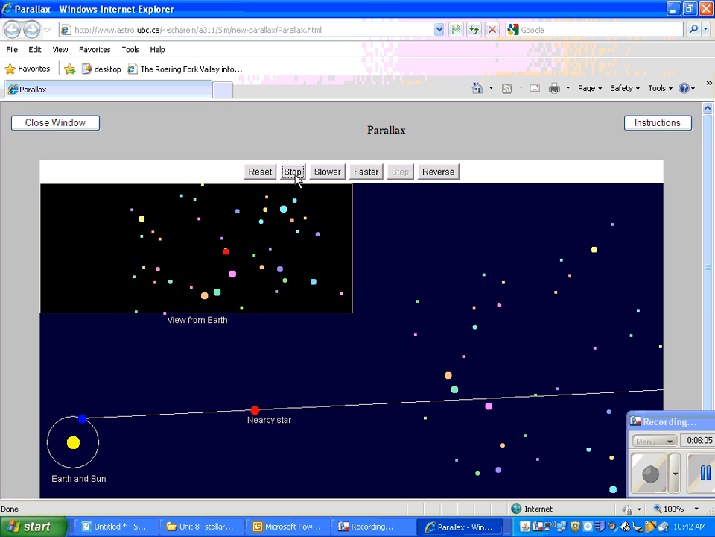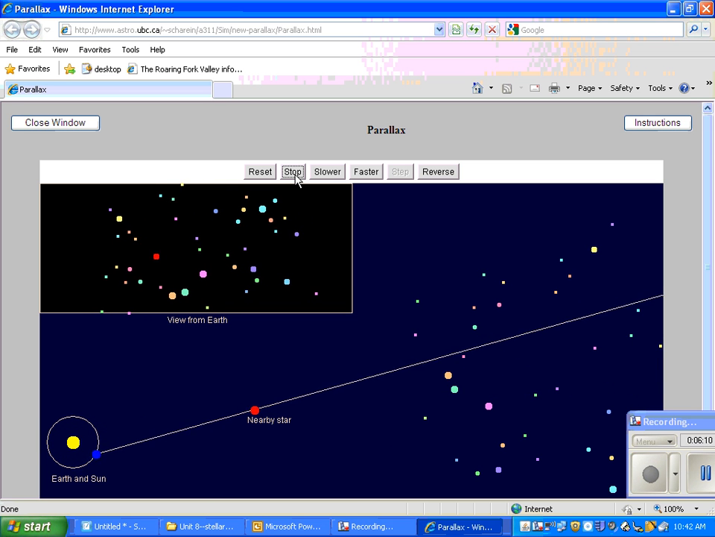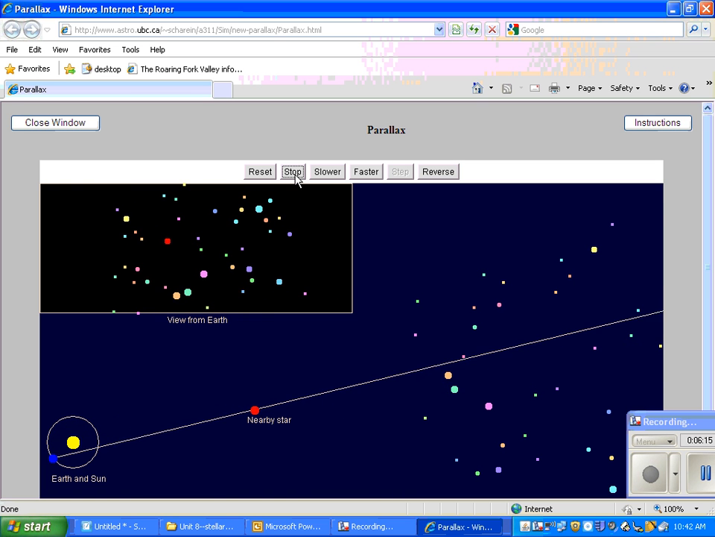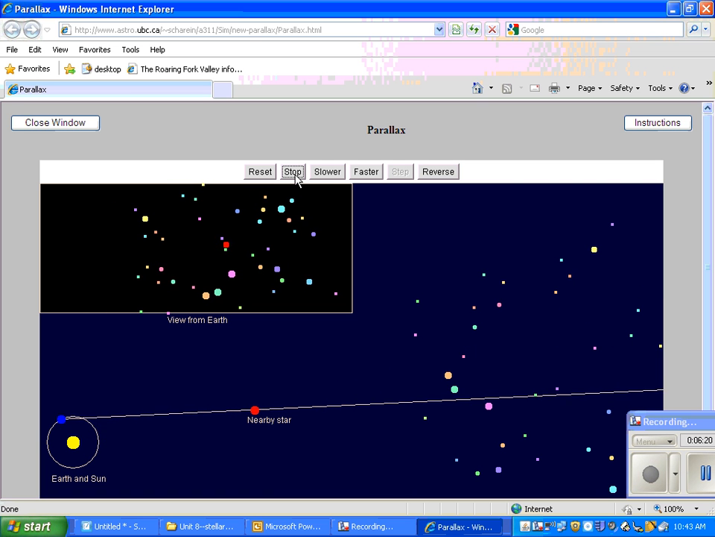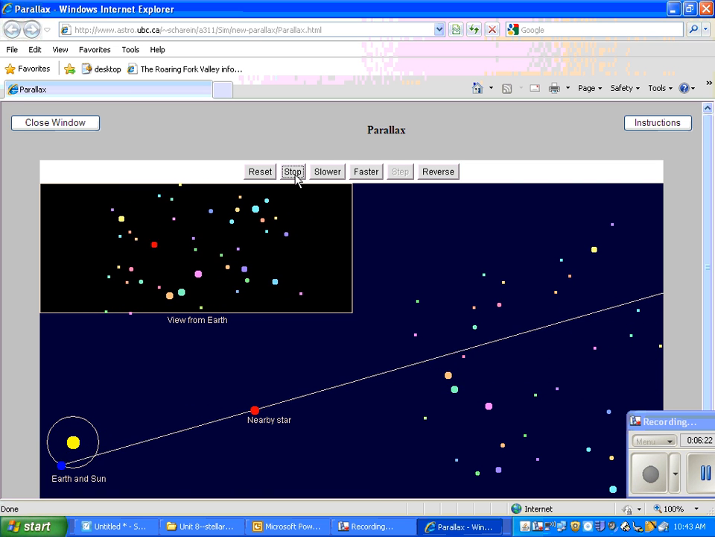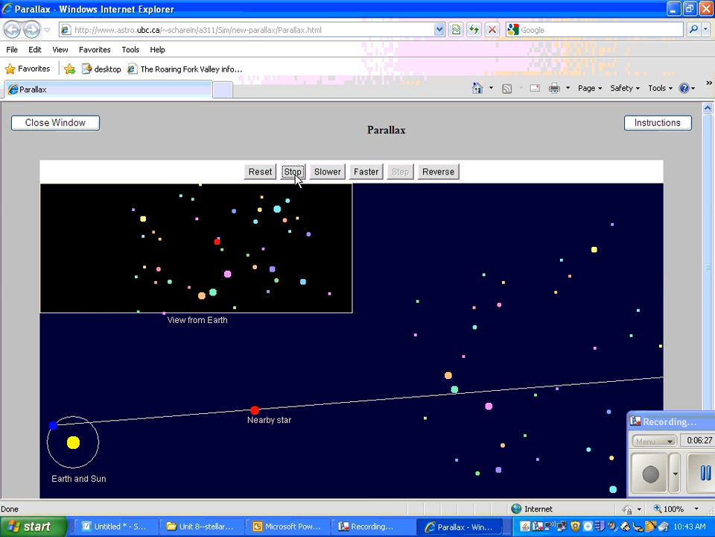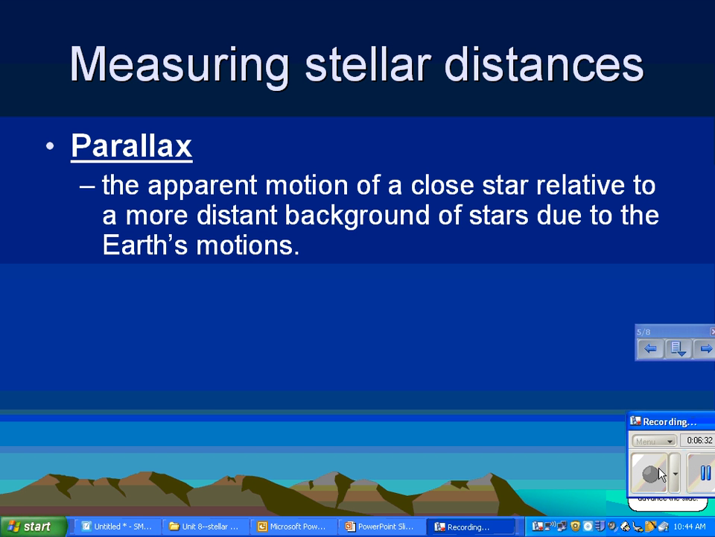See how as the Earth is going around, the red star in this image is moving back and forth much more than the background stars. If you can measure this angle, how far it's moving back and forth, and you know the diameter of the Earth's orbit, then we can do some calculations and measure how far away it is. So the idea of parallax is using that apparent motion of a close star relative to the background stars. That's what we'll do.